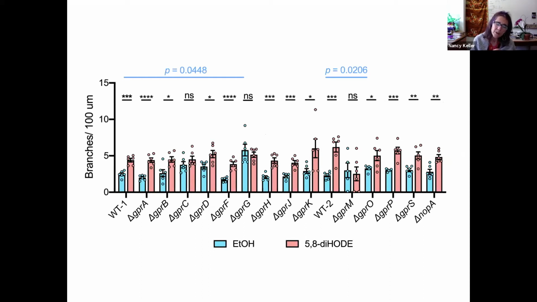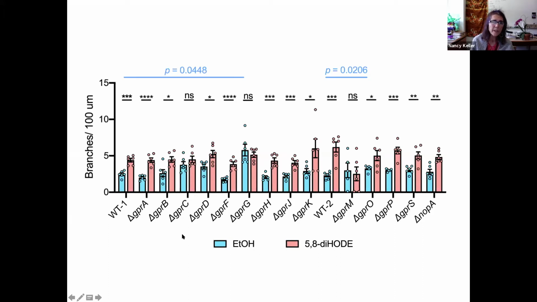Because we knew that oxylipins were perceived by G protein coupled receptors, the next thing we did was take a library that we'd made some years ago in Aspergillus flavus, where we had deleted the canonical G protein coupled receptors of Aspergillus flavus. So if you look right here, you can see again with wild type, when you added 5-8 diHODE to Aspergillus flavus, you had an increase in branching. And we tested all of these G protein coupled receptors, and we found 3 where there was not a response or not a significant response to the 5-8.